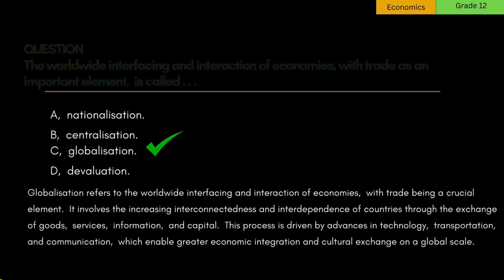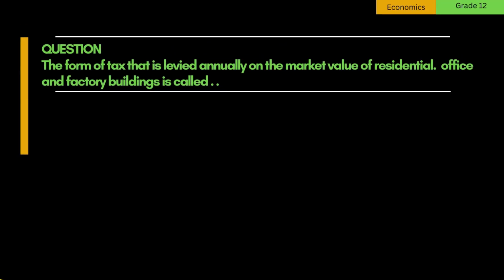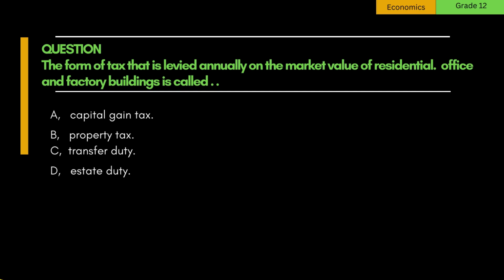Question. The form of tax that is levied annually on the market value of residential, office and factory buildings is called A. Capital gain tax, B. Property tax, C. Transfer duty, D. Estate duty. The correct answer is B.